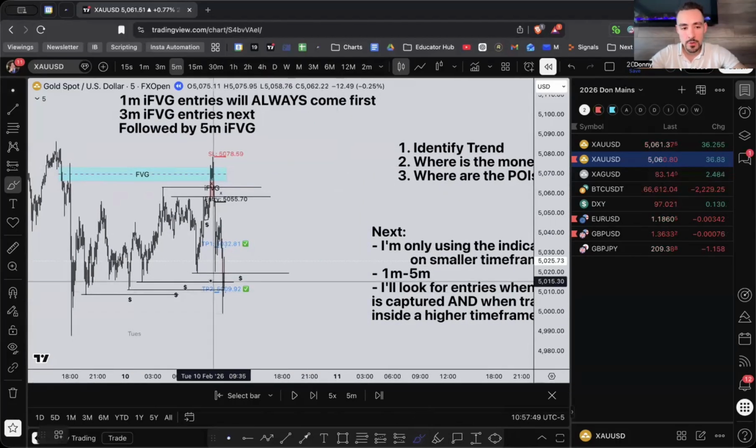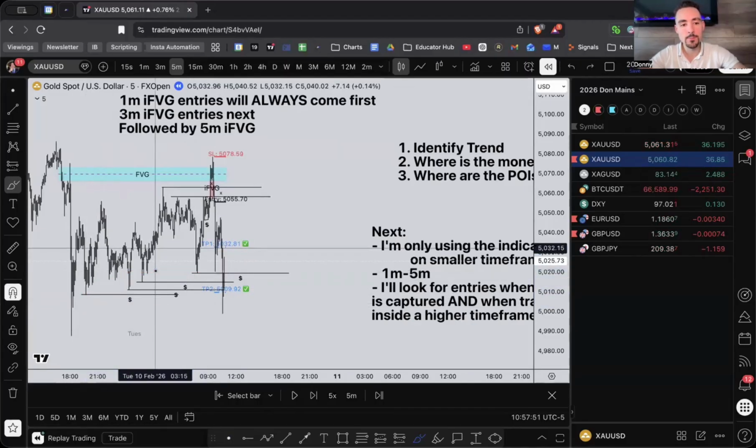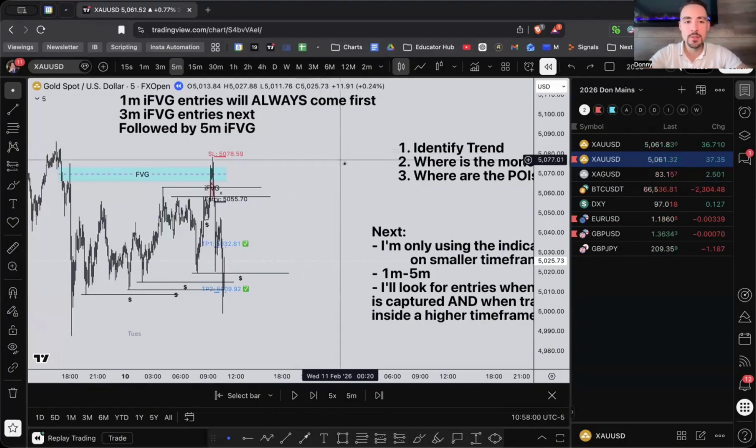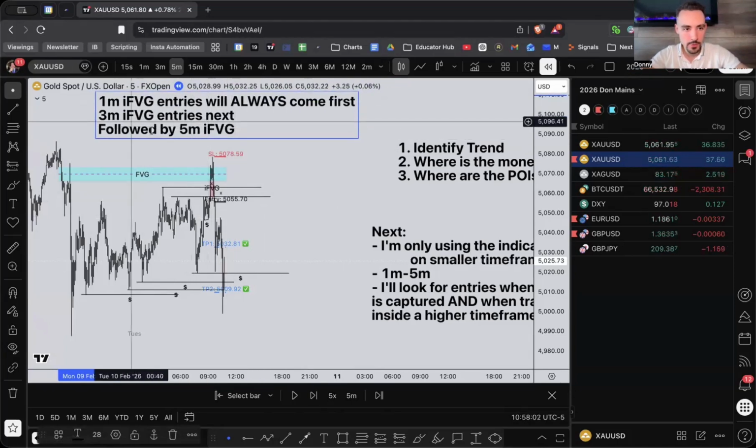And ideally, I want to look to see, do I have liquidity I can target? Is there an area where I can see price trading to that will be the magnet that's drawing the market to a certain area, a certain level? And then again, a couple points to consider.